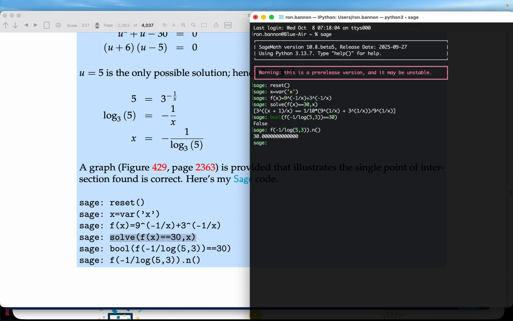But what happens over here, it gives me 30, with a bunch of padding. Now, granted, I realize some people are confused by this, and Sage is unable to resolve this thing being 30. Now, can it approximate it to be 30? Yeah, it approximates it, but it doesn't have the exact value.